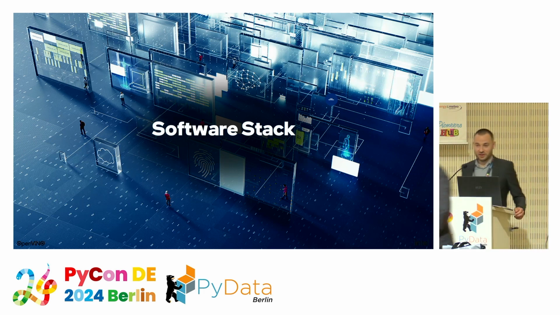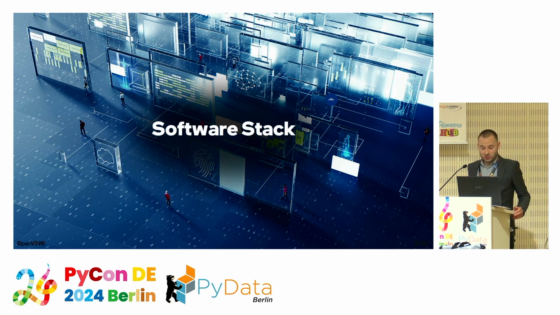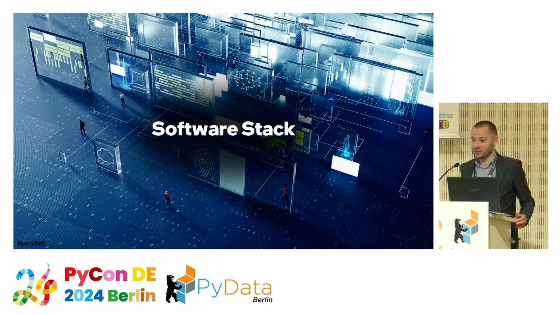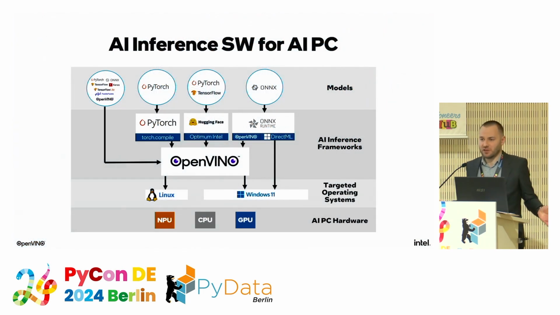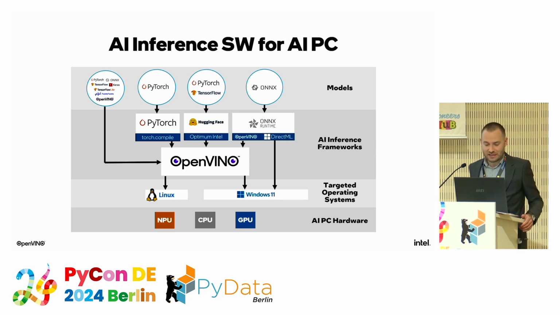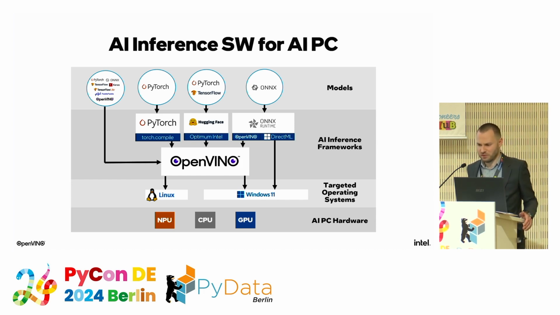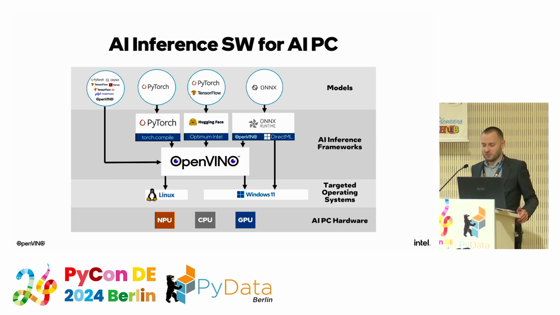Thanks, Dima, for showing us the difference between conventional AI and generative AI, and also for presenting the AI PC. Now I would like to tell you a little more about the software stack, so what software is needed to run AI on an AI PC. There are many frameworks, right? TensorFlow, PyTorch, Keras, ONNX, Paddle, anything like that. But OpenVINO is in the center here, and the question is, why is OpenVINO in the center? Because OpenVINO plays a central role in AI inference for the AI PC, so you can use OpenVINO to run on any of these hardware devices like NPU, CPU, and GPU.